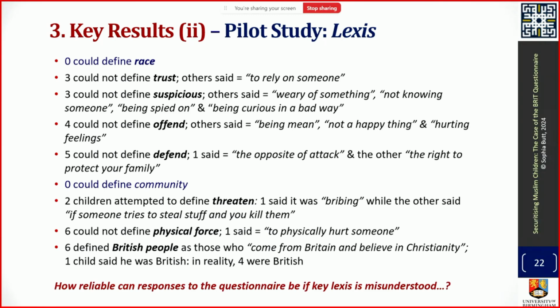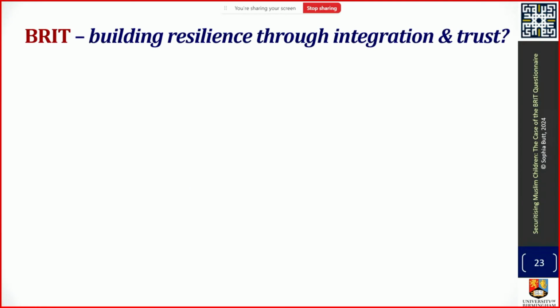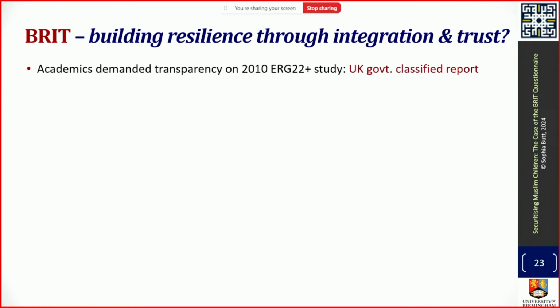So then this raises the question again about how reliable the responses to the questionnaire can be if the pupils are not understanding key lexis. I mean, one of these children, for example, went to a private school, a very posh private school, and he was the one who completed the questionnaire in 3 minutes. So I was expecting, but even he didn't understand all of the questions. So then this raises the question about to what extent BRIT is building resilience through integration and trust.